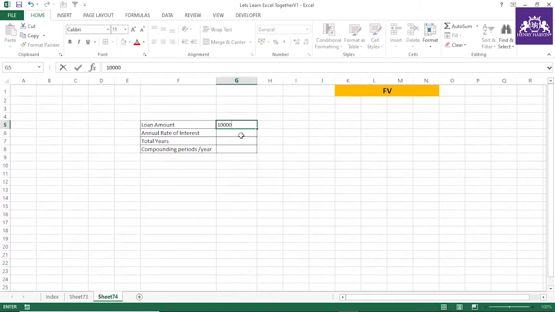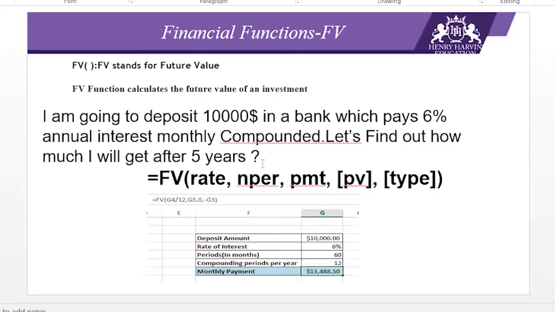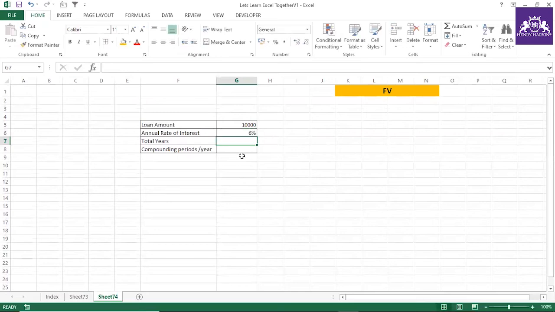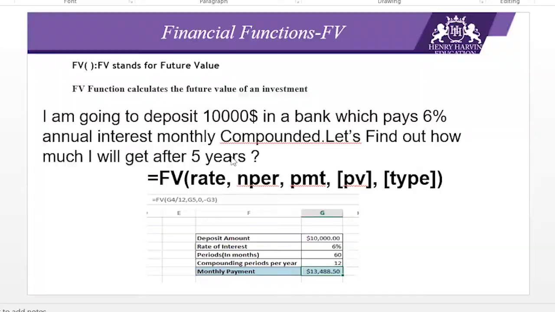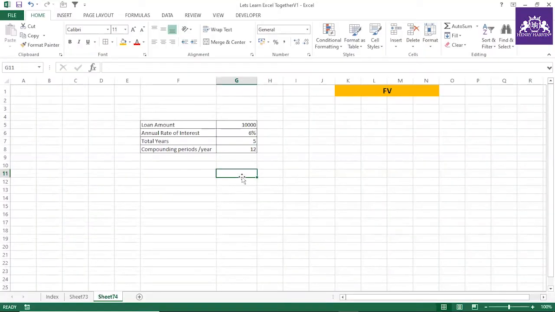Annual interest 6%, guys. Total years, actually 5 years they're talking about. Five. And this is actually monthly compounded. So now what actually happens here? 1 year has 12 months. So that's why it is keeping 12 months. If it is quarterly, we have to put 4 over there. If it is semi yearly, then you have to put 2. So this is how it works, guys.